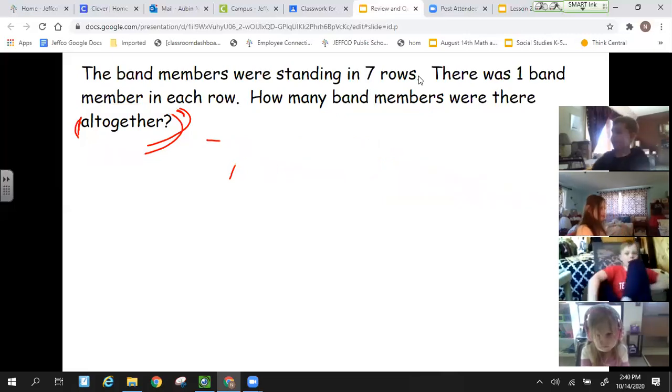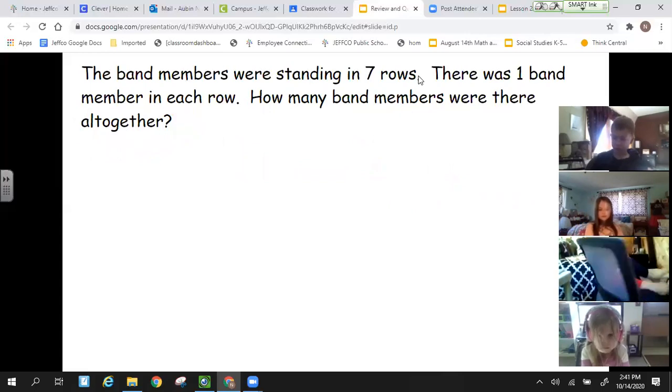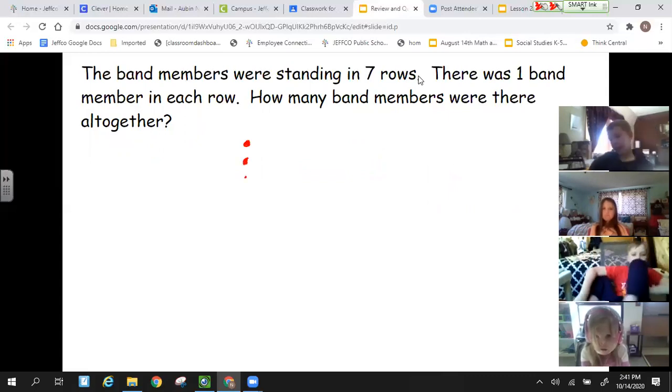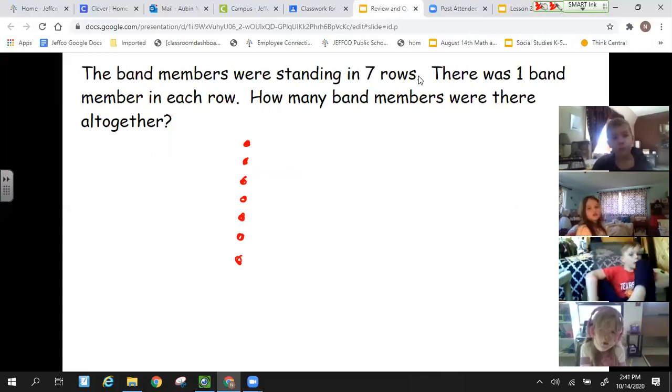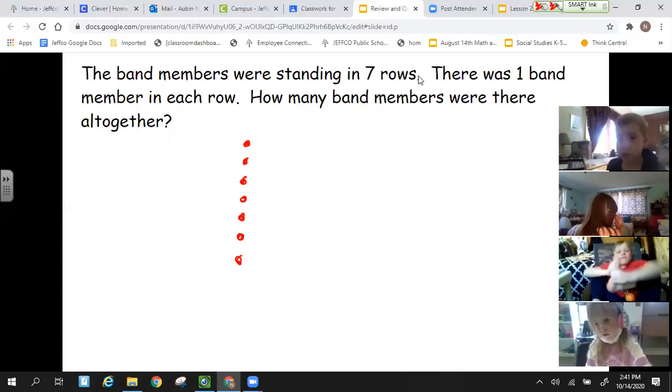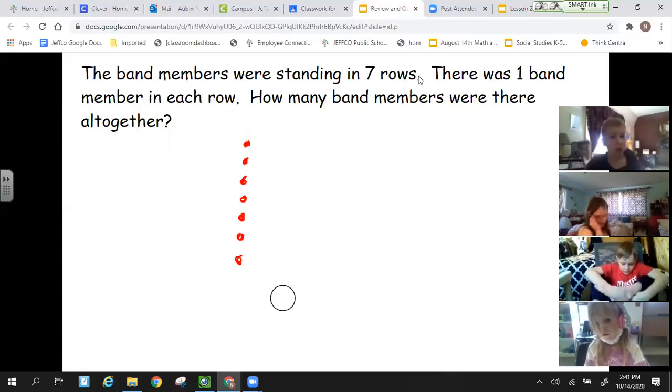Let's reflect. The band members were standing in 7 rows. There was 1 band member in each row. There were 7 band members all together. So here's 1 row, 2, 3, 4, 5, 6, 7. There's my 1 band member in each row. That's what your array would look like. It's not much of an array. All right, let's check out another one.